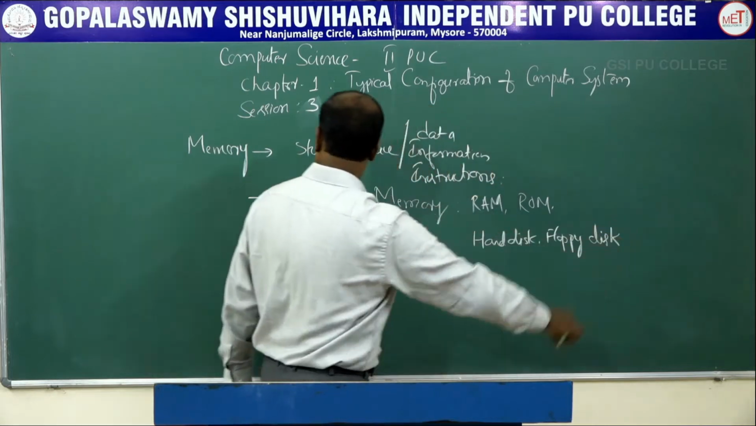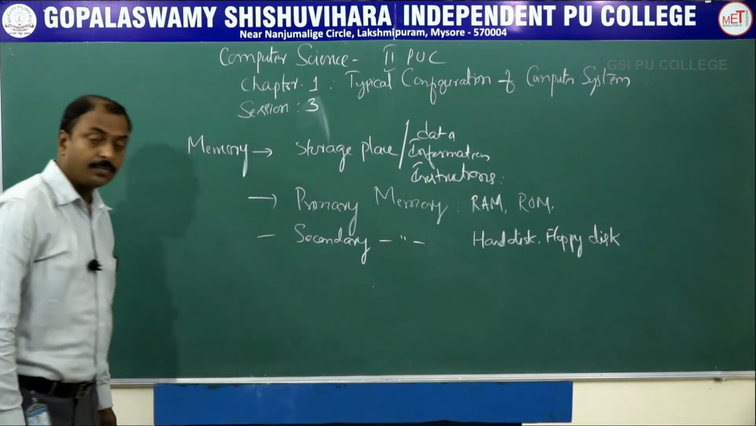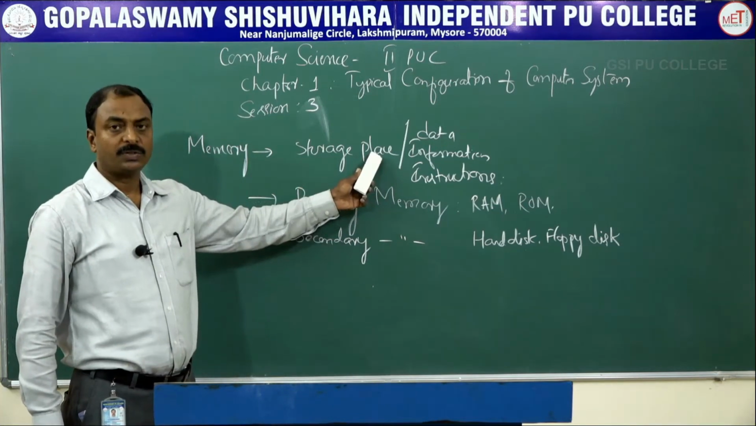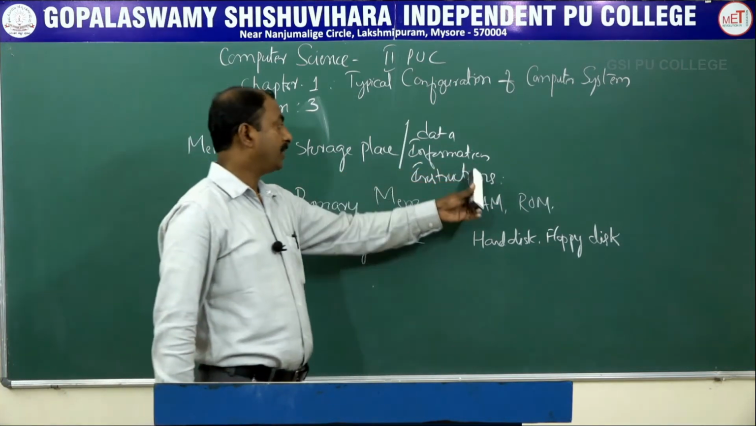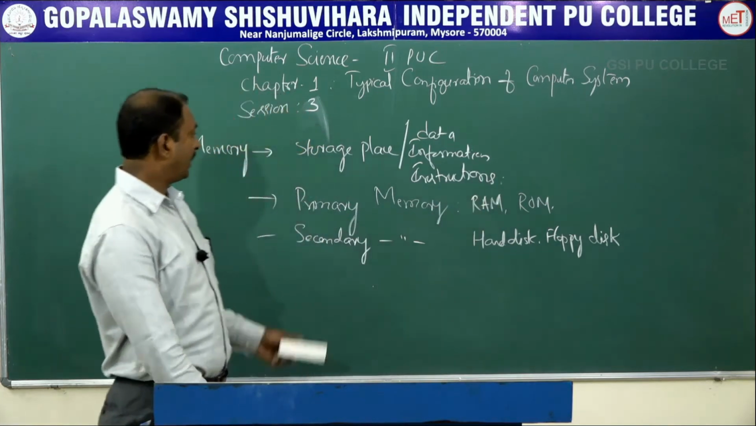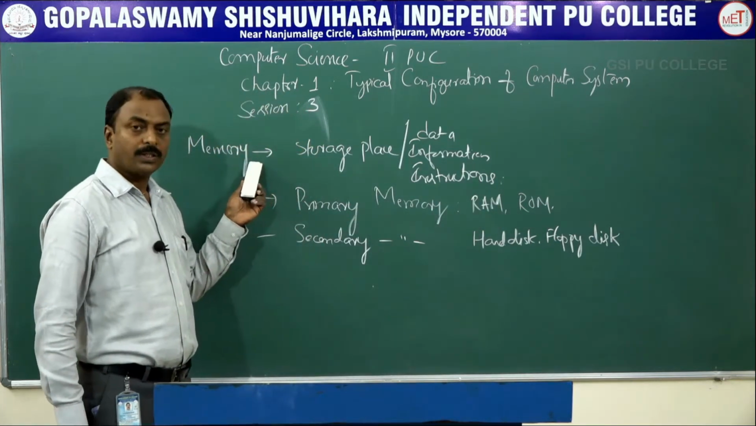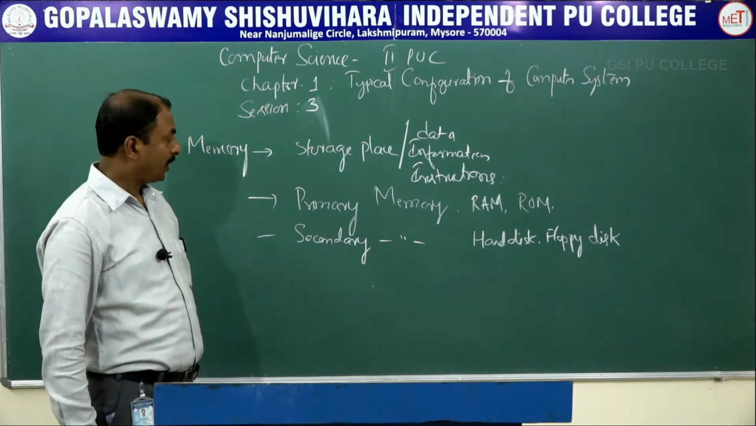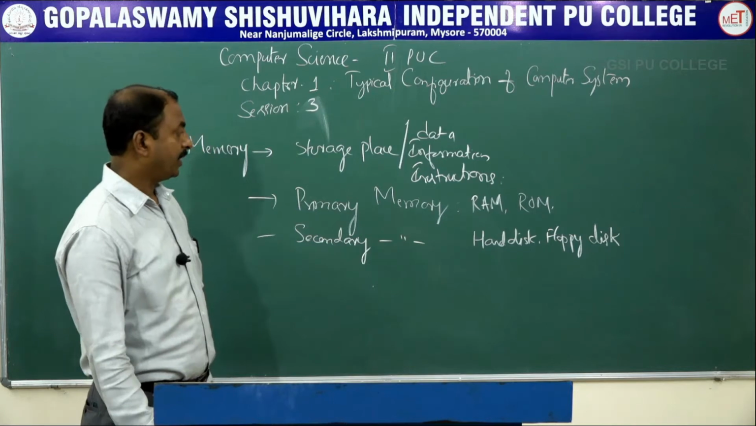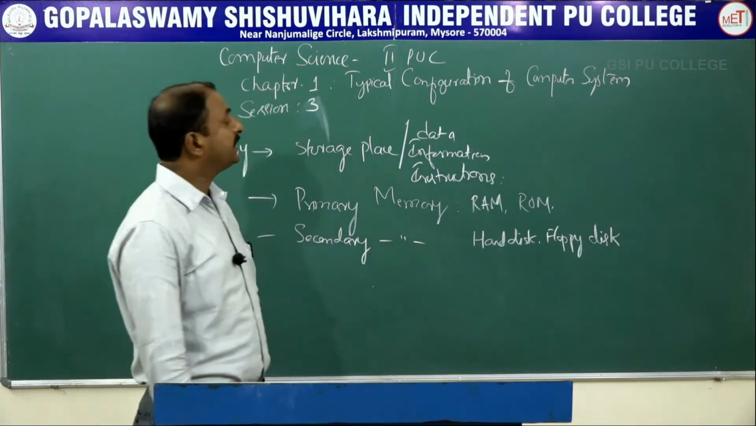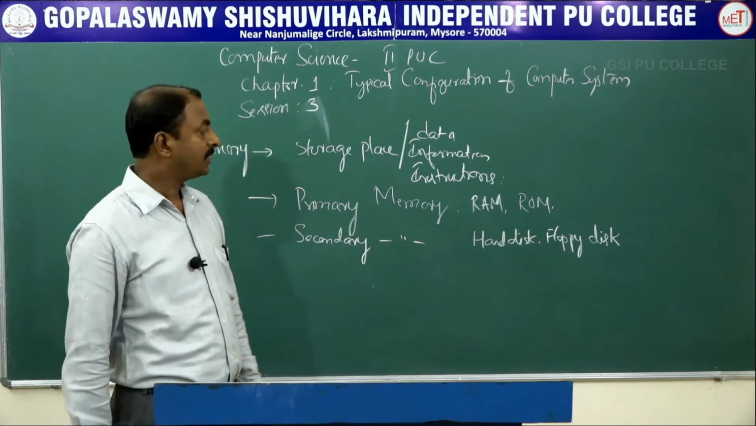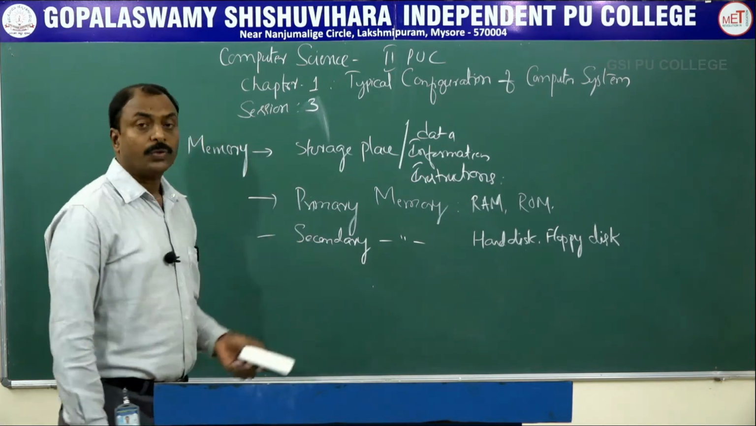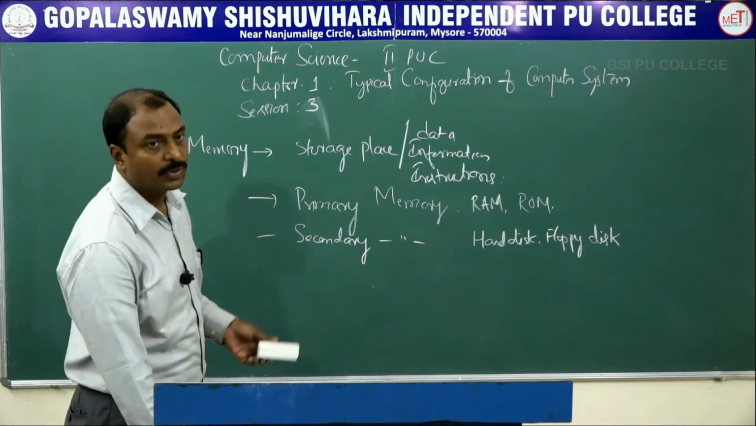So what is a memory unit in computer system? It is nothing but a storage place or a storage space to store data, information and instructions. And again memory is divided into two parts, primary memory and secondary memory. Primary memory is your RAM and ROM, and secondary memory is your hard disk as well as floppy disk. Now we look into another types of memory system.